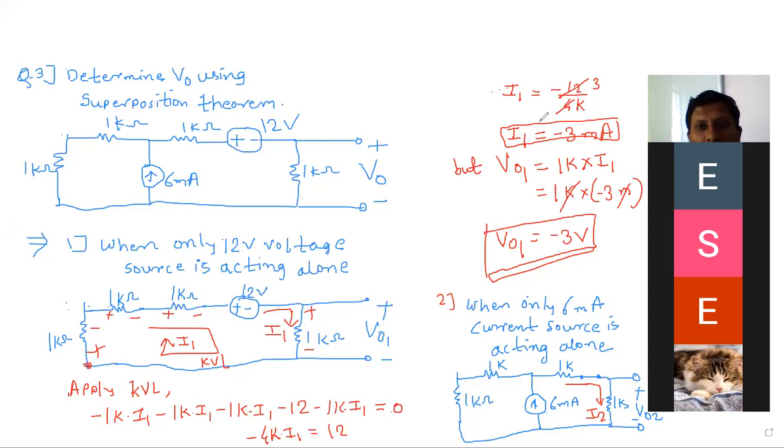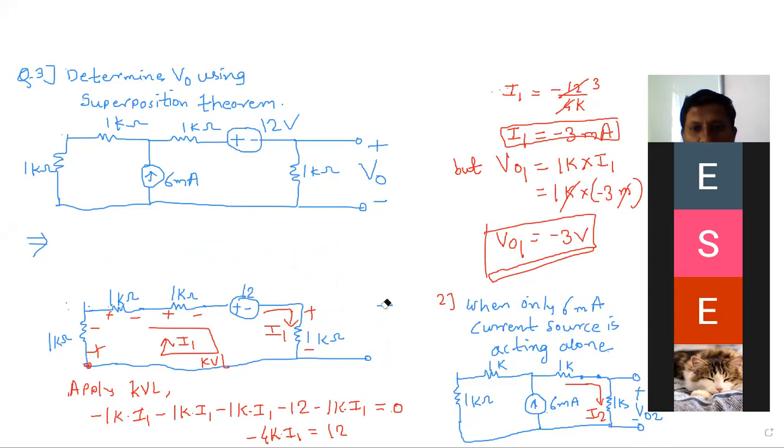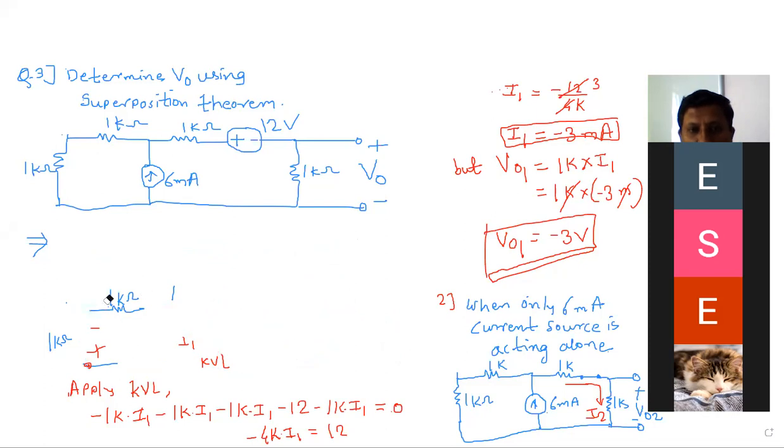Who will tell? Current division and nodal analysis. Yes, both options are open here. Either you can use current division, because 6 milliampere current is there and that will get divided into two parts. Whenever the current is getting divided into two parts, you can straightforwardly apply the current division because within one step you can get the answer.